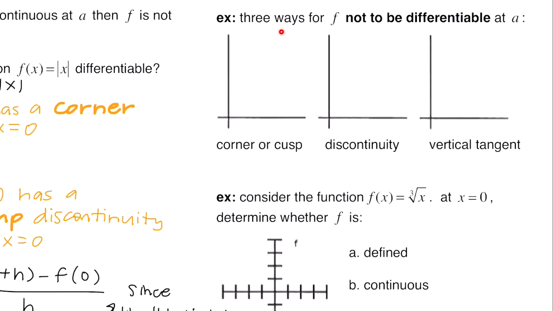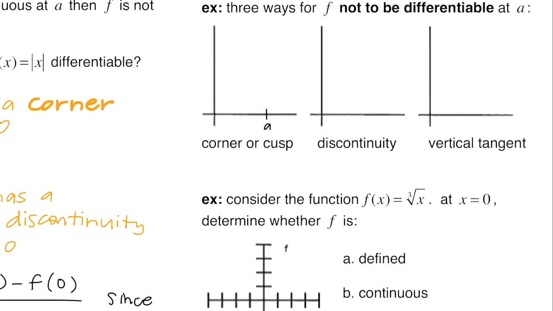Next, I wanted to identify 3 ways for f not to be differentiable at a specific value. The first one is called a corner or a cusp. We've already seen an example of a corner with the absolute value of x graph. So next I want to show an example of a cusp. You can see as you get closer and closer to a, the slopes of the tangent lines are going to get steeper and steeper, coming from the left and the right.